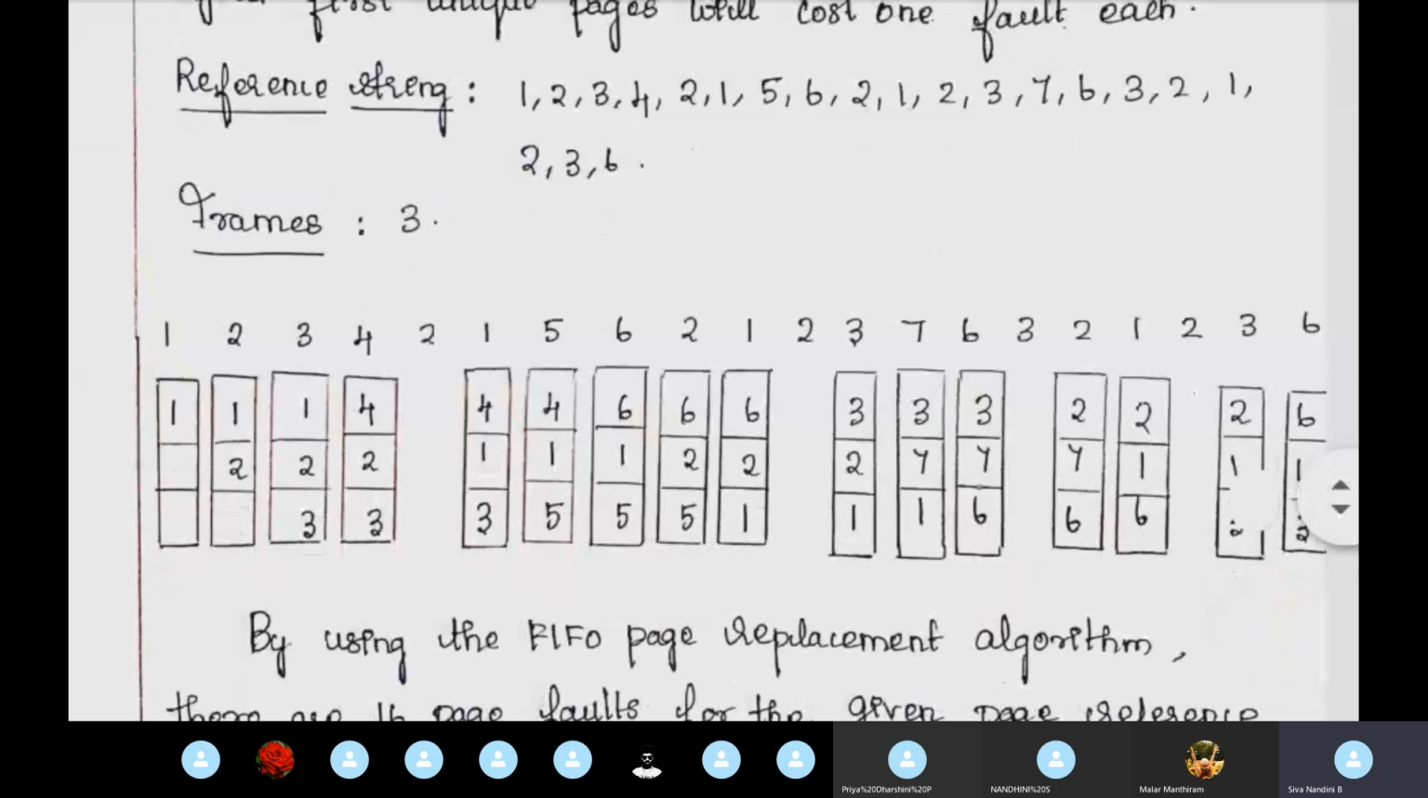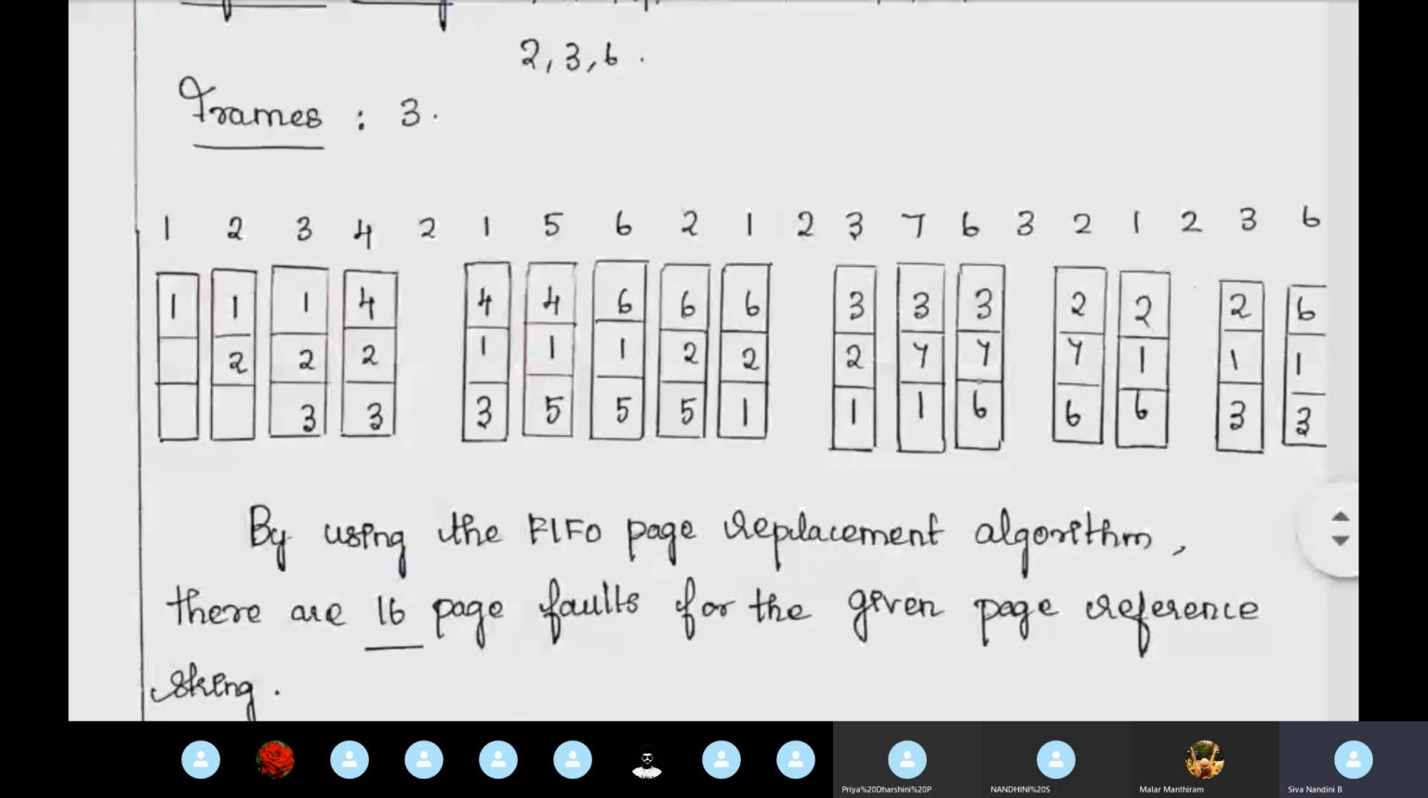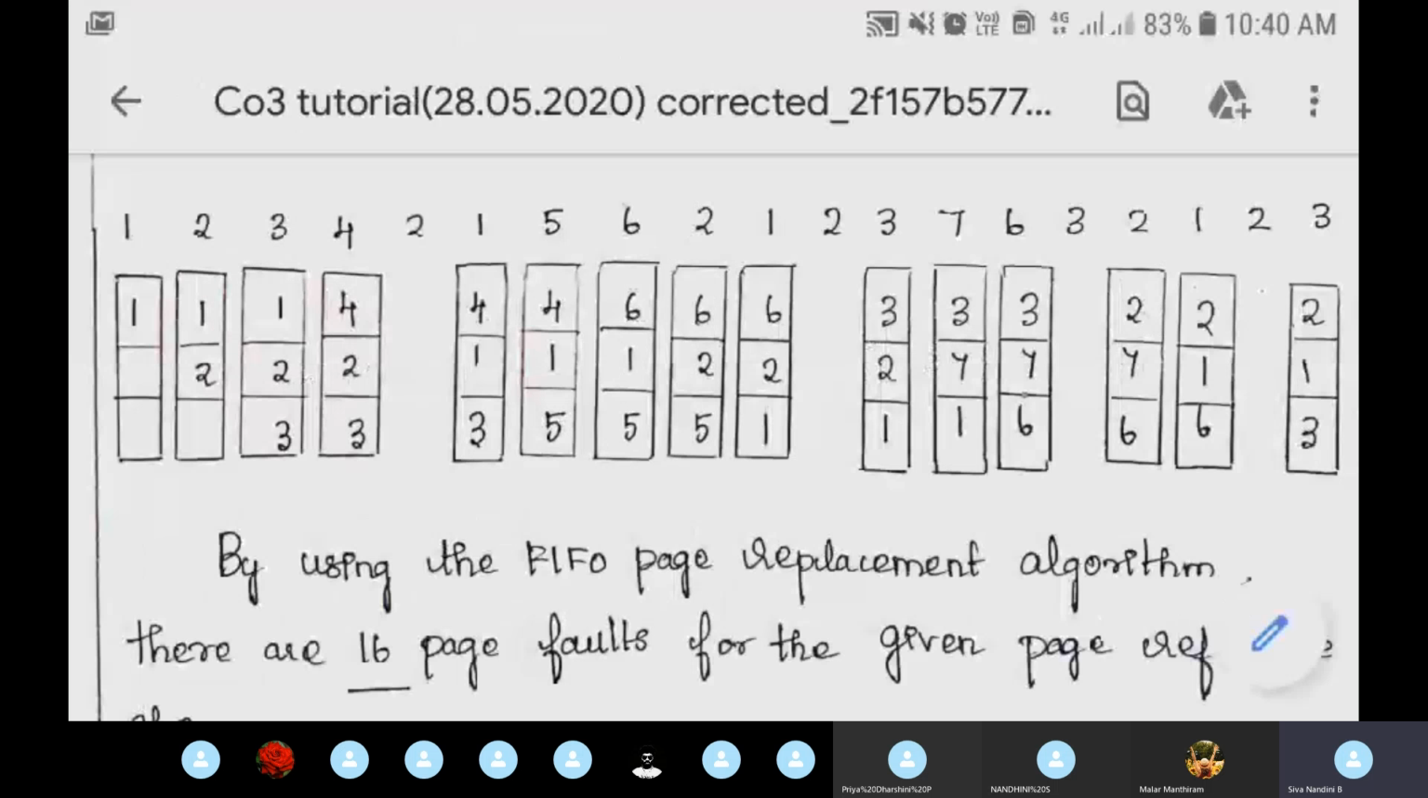So here I am seeing the first in first out algorithm with the reference string. Here also we are having 3 empty frames. So 1, 2, 3 are occupied first and after that I am having 4. So here I need to see the first entered page.